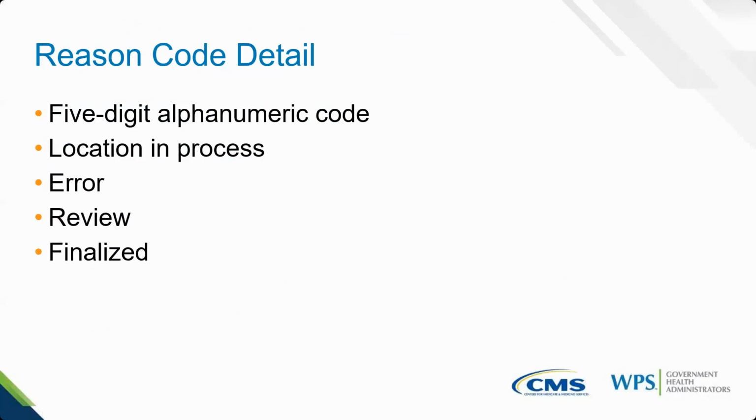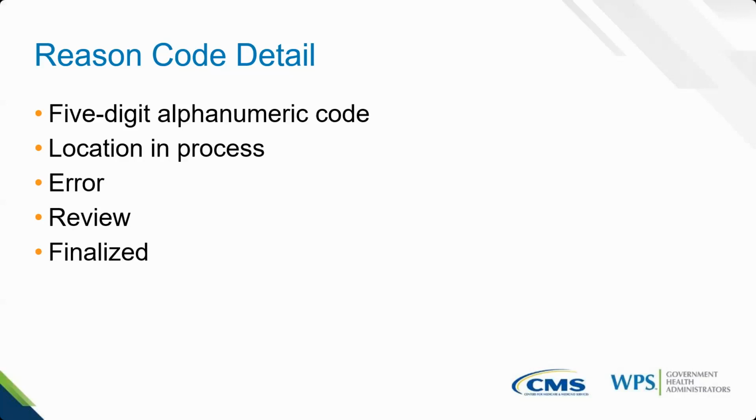Reason codes will tell you if you have an error on your claim, if that claim is editing for review, and if the claim has been finalized. There may be times when you will see multiple reason codes assigned to a claim. And in order for the claim to continue processing, each reason code has to be addressed.